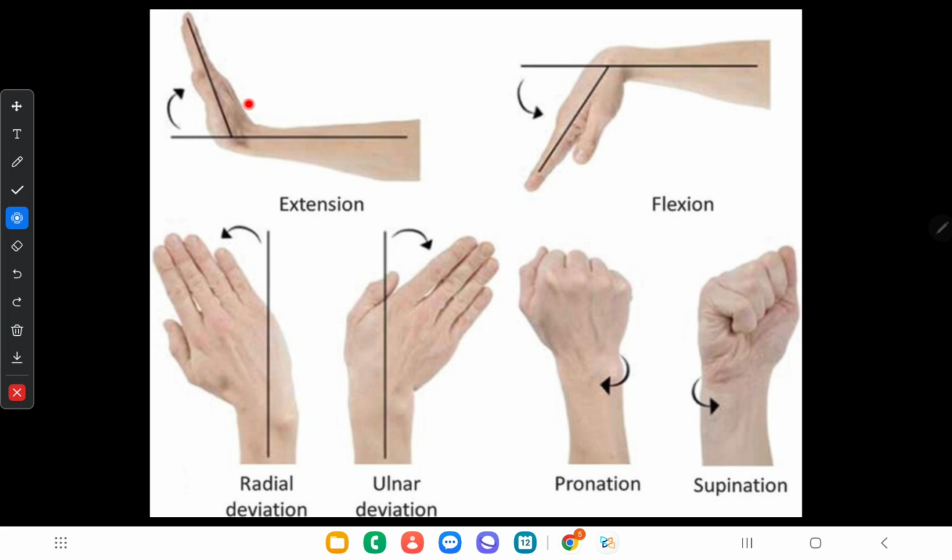You have to remember that the wrist joint cannot be rotated because this joint is a synovial condyloid joint. Rotation is not possible in synovial condyloid joints. That's why rotation of the wrist cannot be done. So that is a simple explanation about the wrist joint.